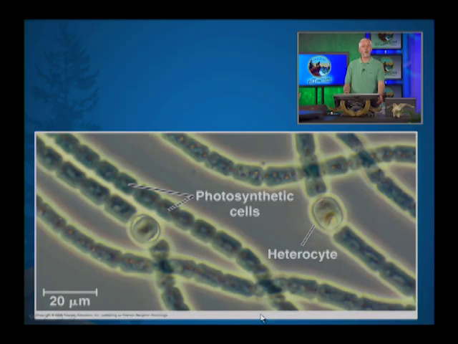capable of this. So they have specialized cells that are capable of carrying out this nitrogen fixation, and those cells are called heterocytes. So heterocytes will be the nitrogen fixing cells, and then the other cells will be carrying out photosynthesis.